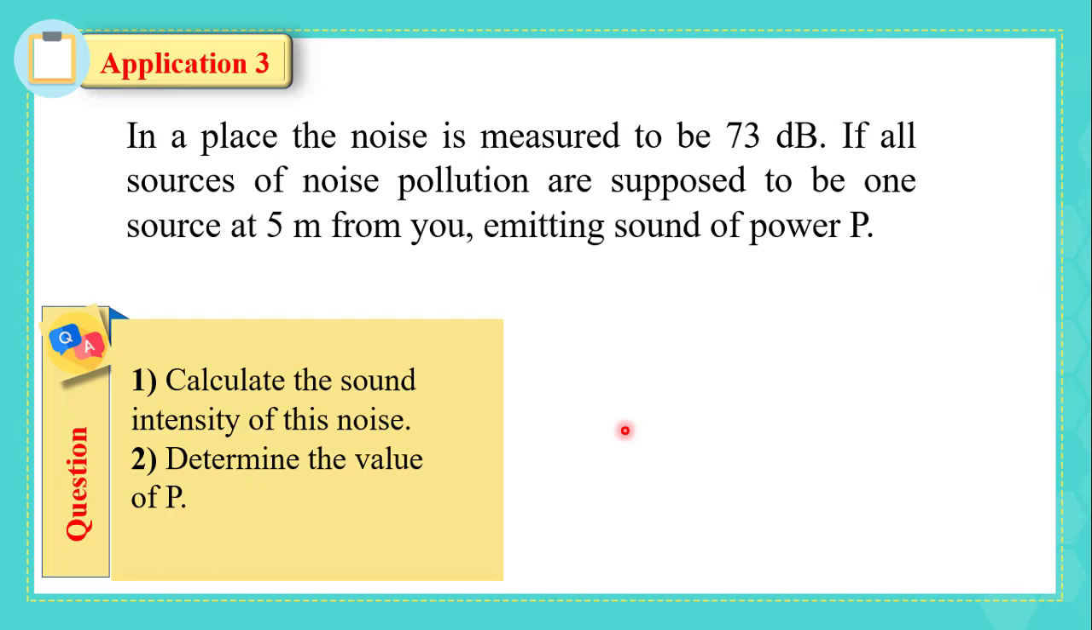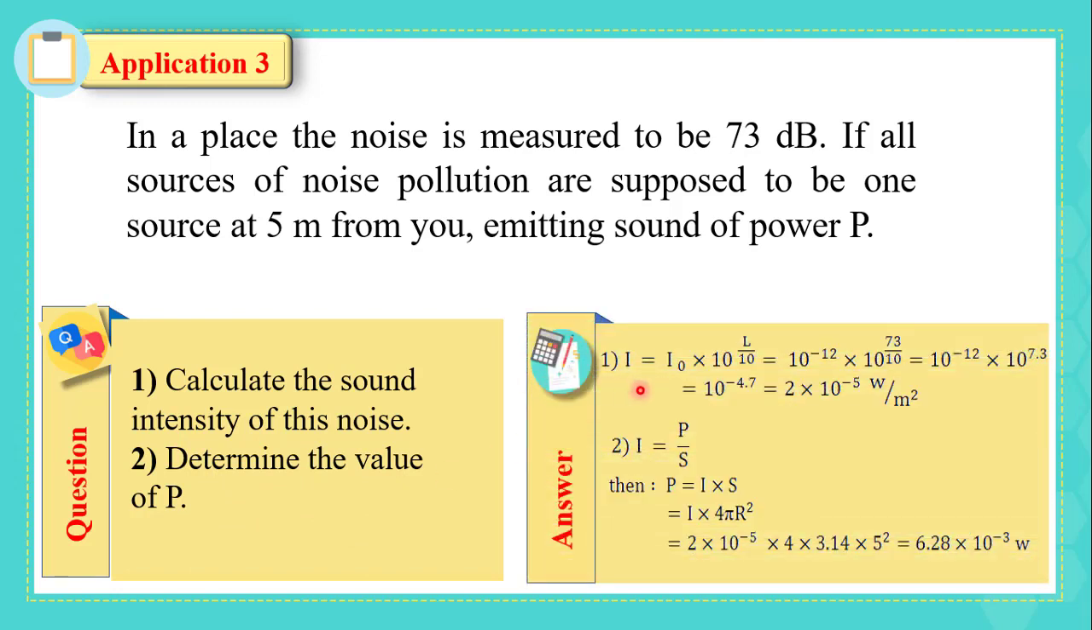In the third and last application, in a place the noise is measured to be 73 decibel. If all sources of noise pollution are supposed to be one source at 5 meters from you, emitting sound power P, first we should calculate the sound intensity of this noise and then determine the value of P.